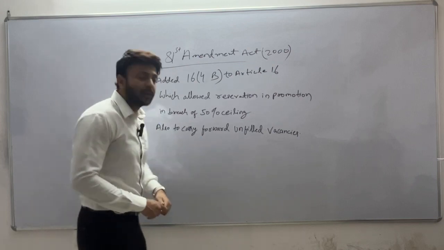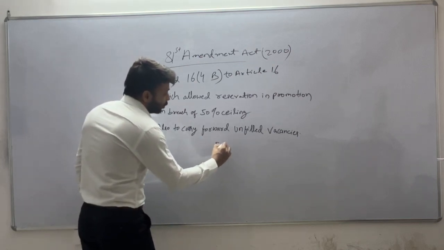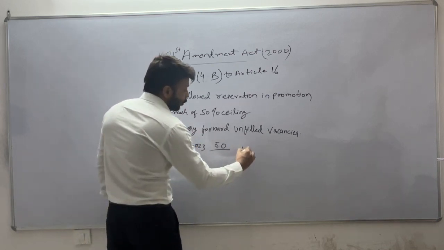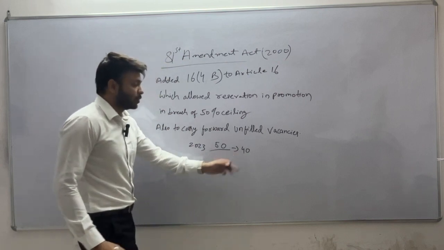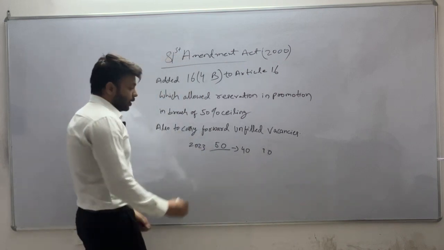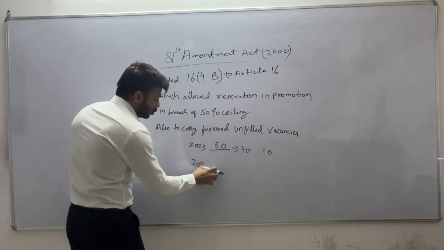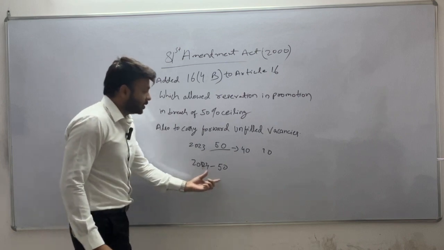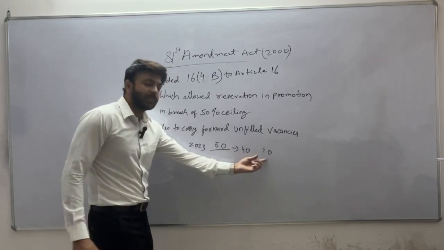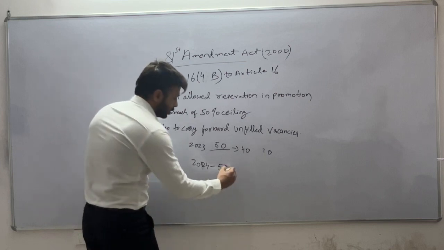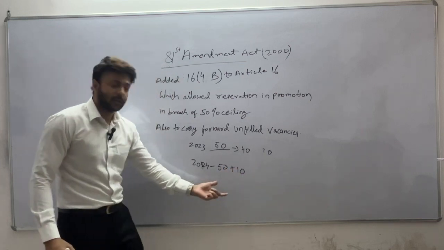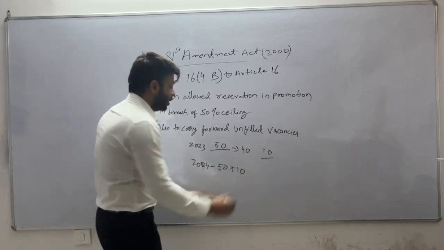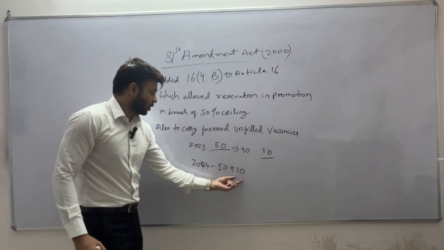What are carry forward unfilled vacancies? It means that if there were 50 posts in 2023 and only 40 got filled, so 10 seats got left, then if a vacancy comes in 2024, suppose another 50 vacancies came up, then the state can consider these 10 vacancies in addition to the current 50 vacancies which came up. So this is the carry forward rule. These unfilled seats will carry forward and be added to the new vacancy.